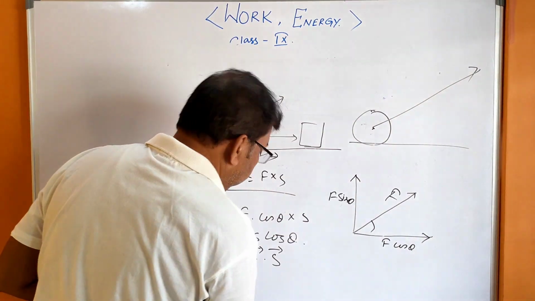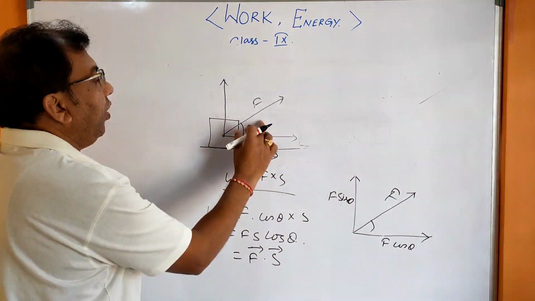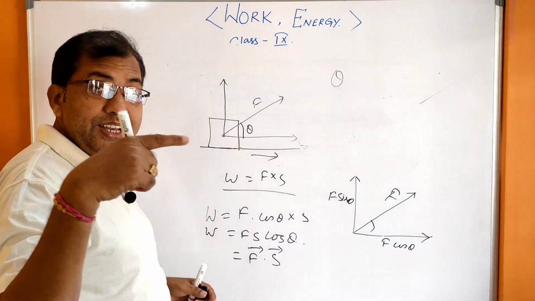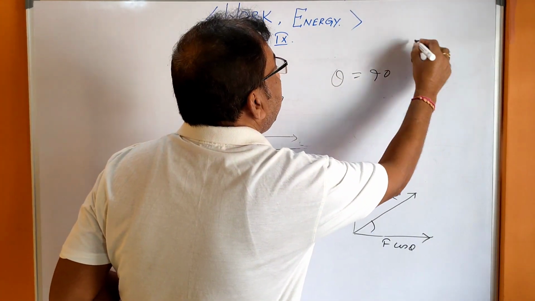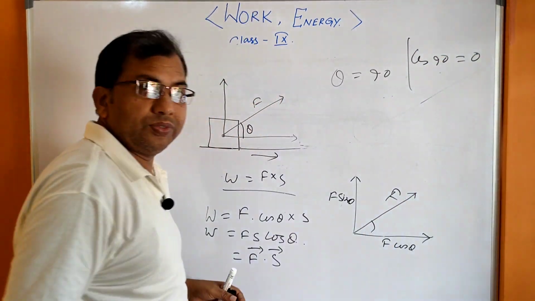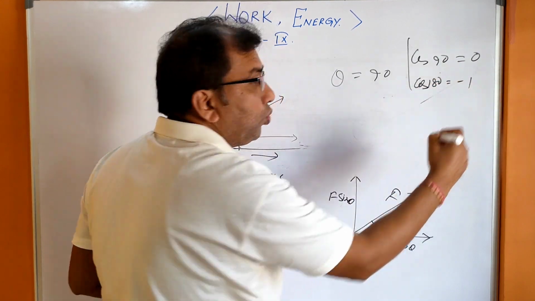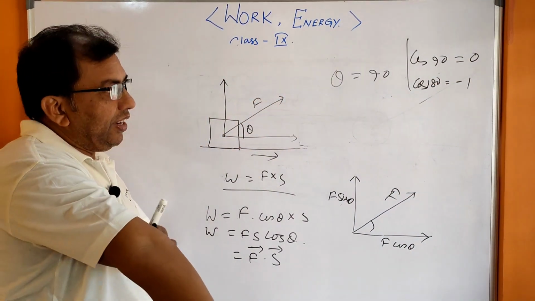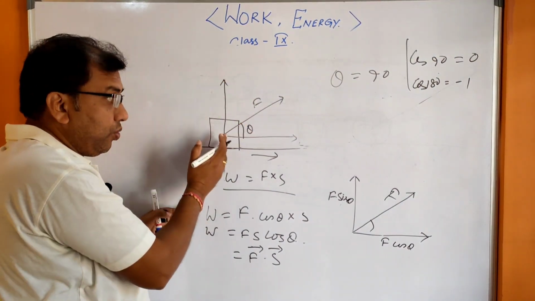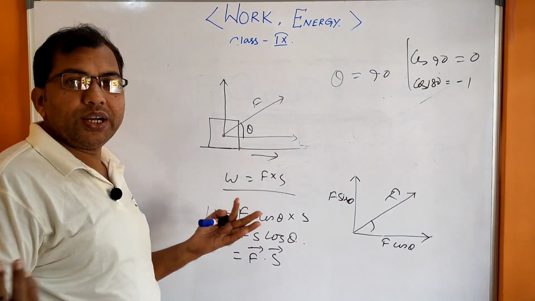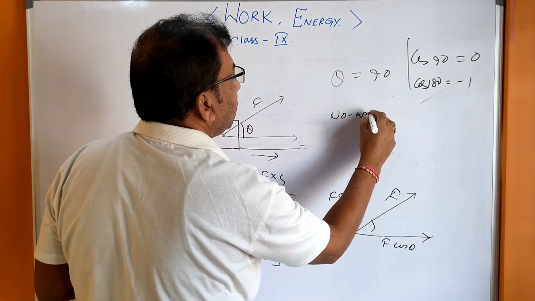If theta equals 90 degrees, that is perpendicular, as I have told earlier, then cos 90 we know equals 0. You have to remember it, cos 180 degrees equals minus 1. So if a block is perpendicular, if theta is 90 degrees, no work is done.